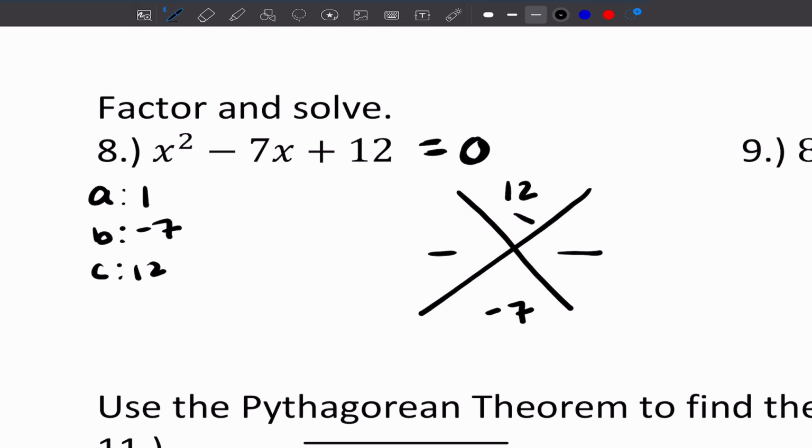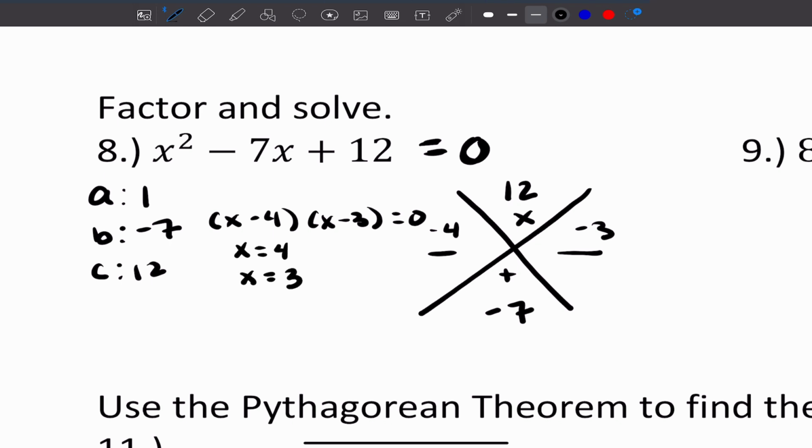I need two numbers that multiply together to give me 12 and add up to negative 7. So I'm thinking negative 4 and negative 3. So I write x minus 4 times x minus 3. And don't forget to set that equal to 0. So x is equal to 4, x is equal to 3. So you have this x minus 4 equal to 0. Solve for x. You should get x equals 4. And then you take this expression, set that equal to 0. Solve for x, you should get x equals 3.